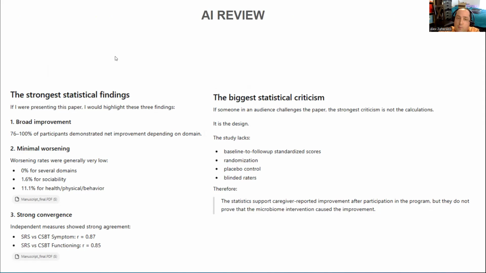The strongest statistical finding was that 76 to 100% of participants demonstrated net improvement, depending on the domain. There was minimal worsening. There was a strong convergence, which is what we just touched on. But there's some criticism. There's no randomization. There's no placebo control. There's no blinding. The caregiver assessment will always be something that's scrutinized until we develop AI to assess in an unbiased way.